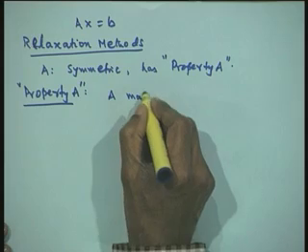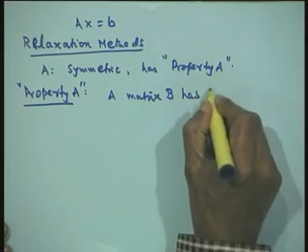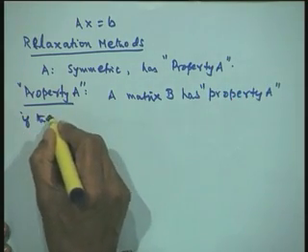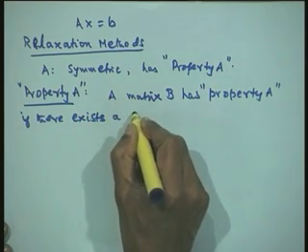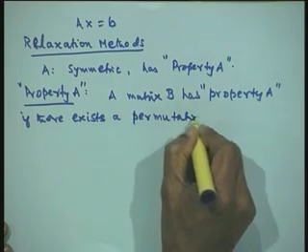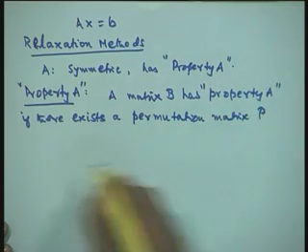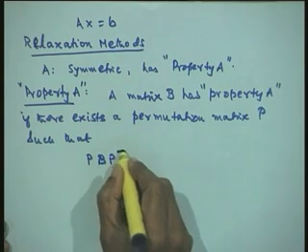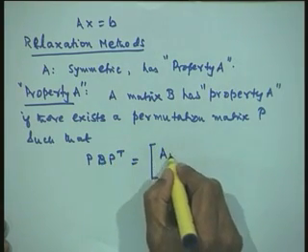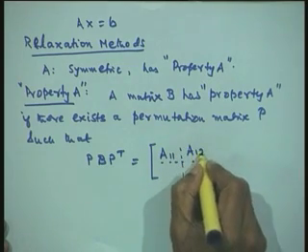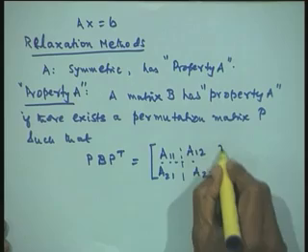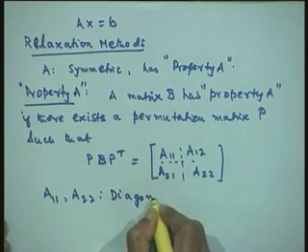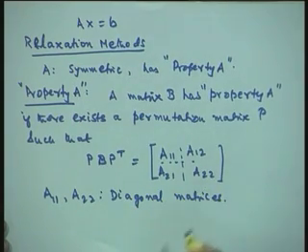A matrix, let us use another name, a matrix B has property A if there exists a permutation matrix P such that P B P transpose can be partitioned as A11, A12, A21, A22, where A11 and A22 are diagonal matrices.